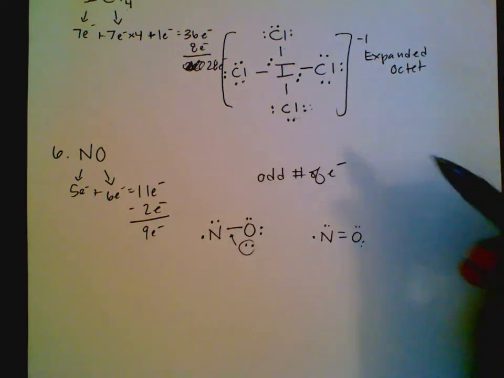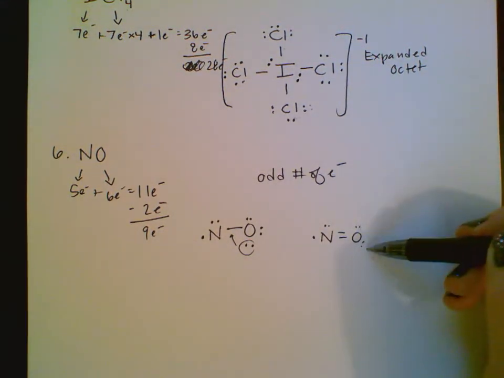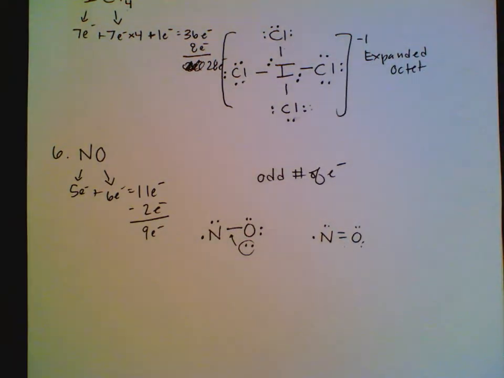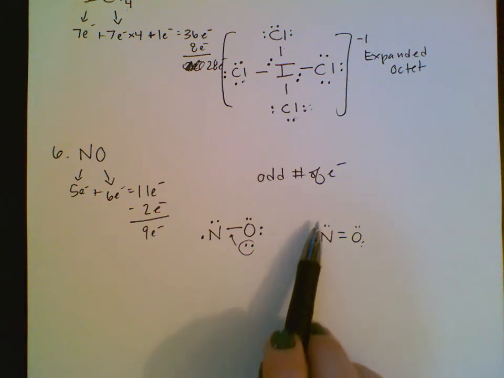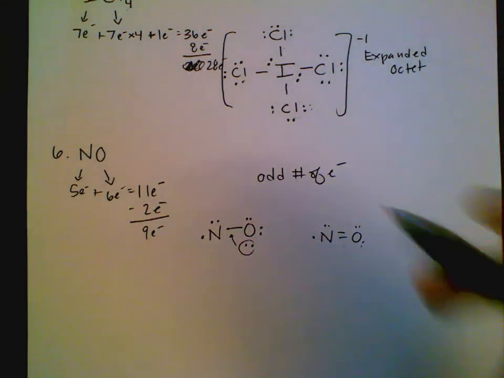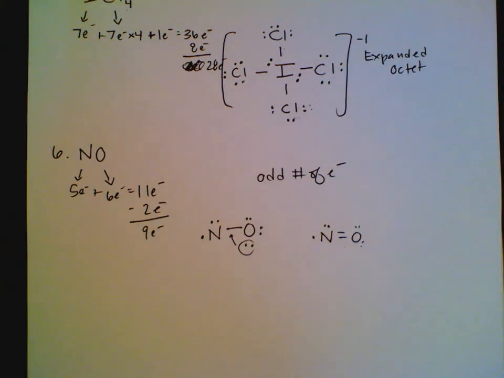Okay, so if I look at this, O has 2, 4, 6, 8. Nitrogen has 2, 4, 6, 7. So I have a total of 1, 2, 3, 4, 5, 6, 7, 8, 9, 10, 11 in the picture. And there's no way that I can really make this work. And honestly, it's okay. When you have compounds that have odd numbers of electrons, and again, it is rare, I want you to know what happens.